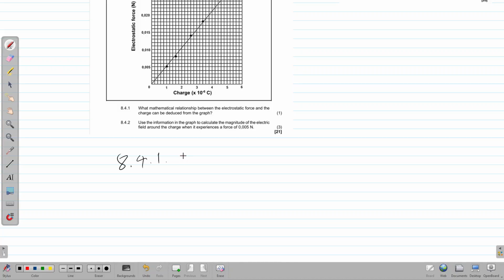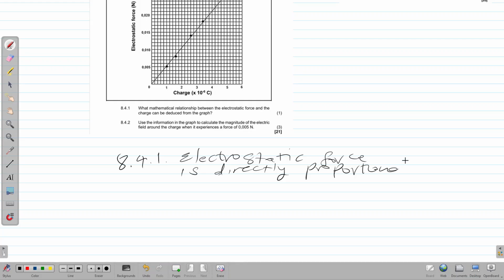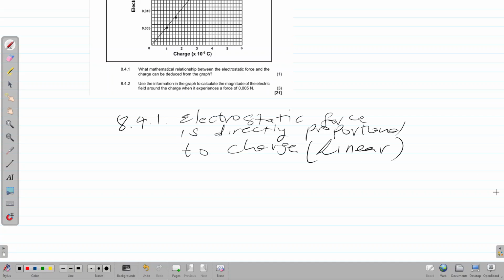So we can say that the electrostatic force is directly proportional. That's what you can deduce, directly proportional. Now to what? To charge. So that's what you can deduce from this graph here, that the relationship is a linear relationship. Since it's a straight line, we deduce that the mathematical relationship is directly proportional.